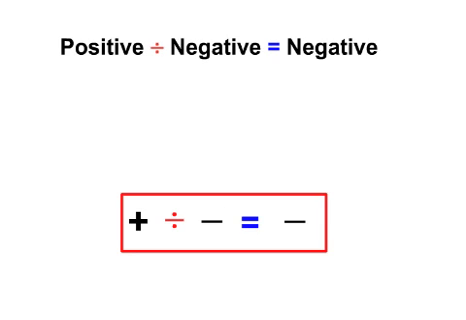Finally, positive divided by negative is a negative. Plus divided by minus is a minus. Example, plus 96 divided by minus 6. The signs are different, therefore the answer must be negative. 96 divided by negative 6 is 16. So the answer is negative 16.